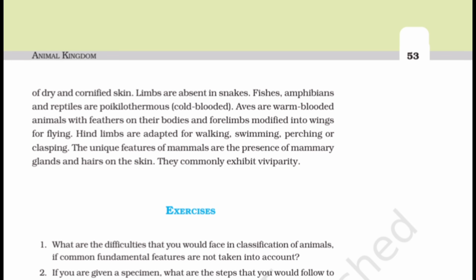Fishes, amphibians, and reptiles are poikilothermous, cold-blooded. Aves are warm-blooded animals with feathers on their bodies and forelimbs modified into wings for flying. Hind limbs are adapted for walking, swimming, perching, or clasping. The unique features of mammals are the presence of mammary glands and hairs on the skin. They commonly exhibit viviparity.